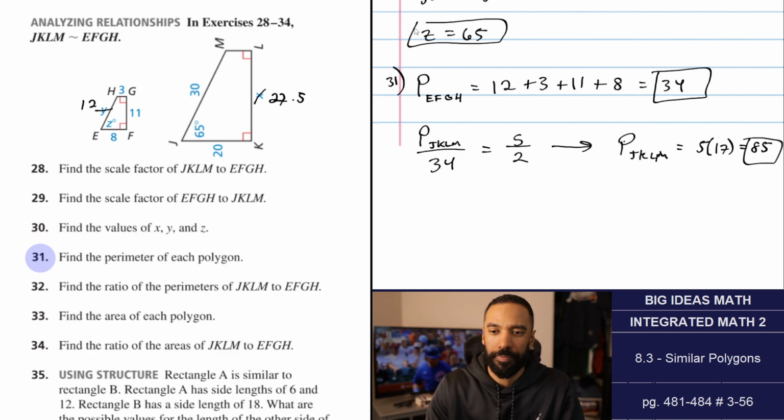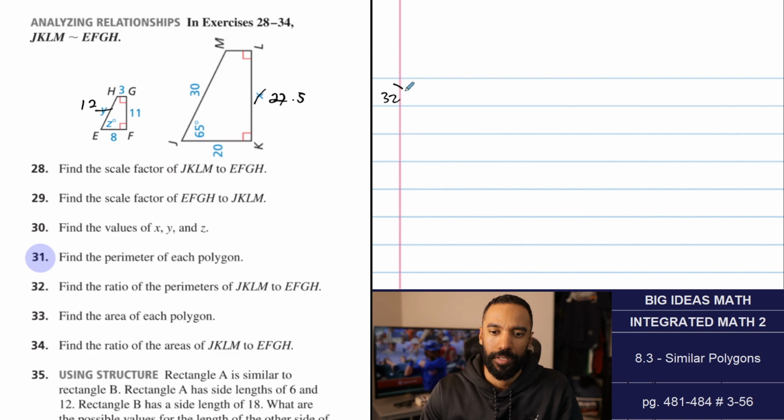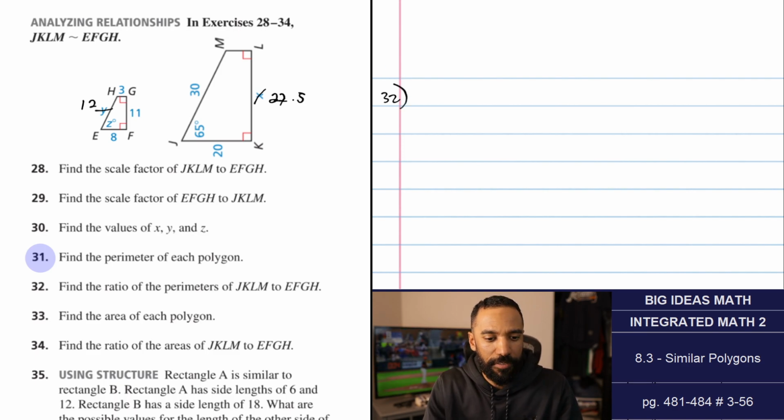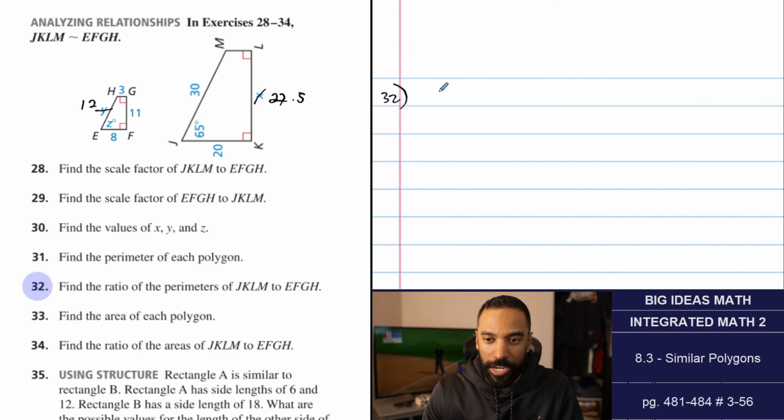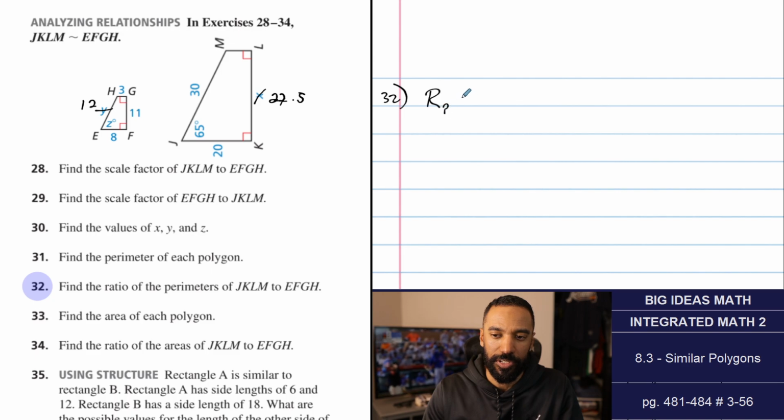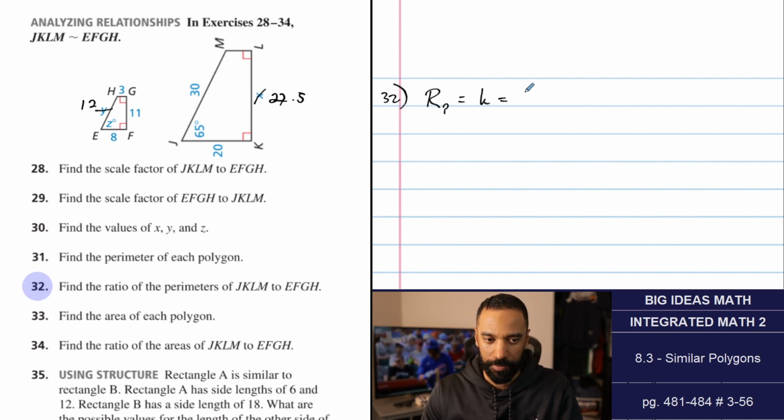Let's go to 32. Find the ratio of the perimeters of JKLM to EFGH. That will be the exact same answer as number 28, because the ratio of perimeters is the same thing as your scale factor, which is 2/5. Wait, yes, the reduction, 2/5.